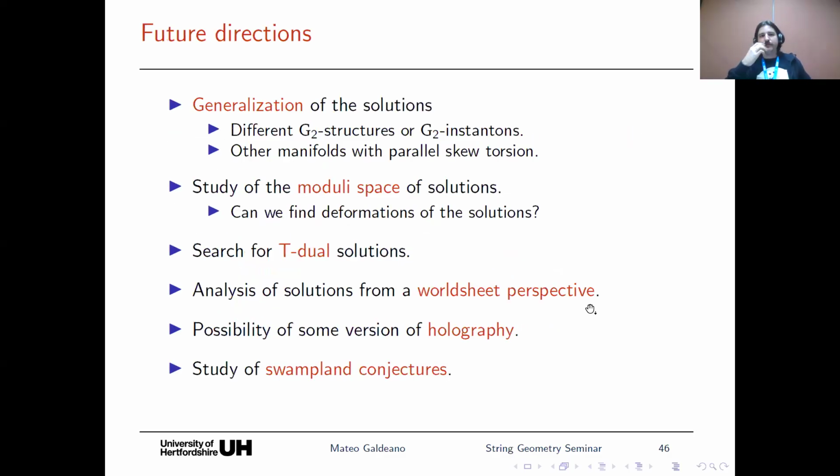And let me just very quickly flash at you some future directions. We've been trying to generalize these solutions and think a bit about different G2 structures, G2 instantons, even extend this to other manifolds with parallel skew torsion, because this was very important for us. As I said, you can try to study a moduli space. You can try to search for T-dual solutions. Also, from the more physics side of things, try to understand this solution from a worldsheet perspective, and think of holography or Swampland conjectures. There's a lot of stuff to be explored yet, and hopefully I've motivated some of you to look into this kind of problem, which I think is very fun and very interesting.